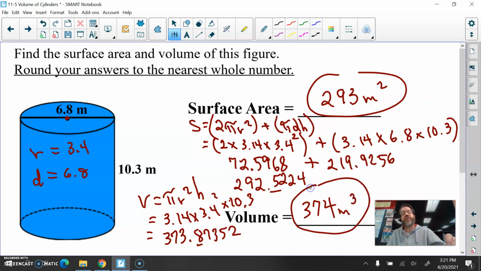There you go. I just found the volume and the surface area of this cylinder.